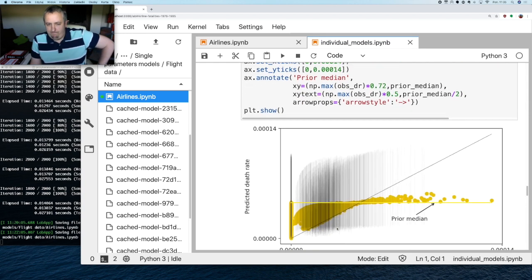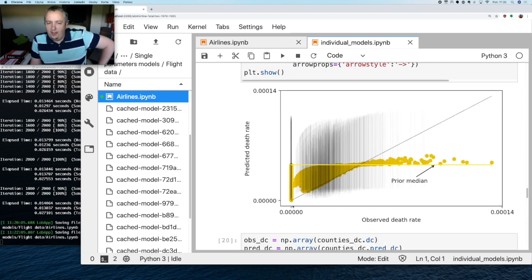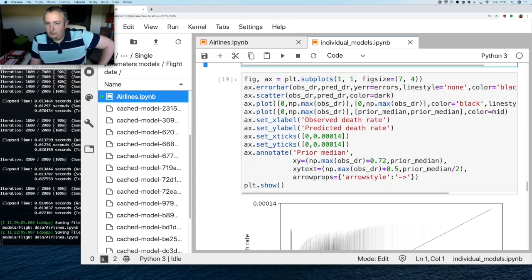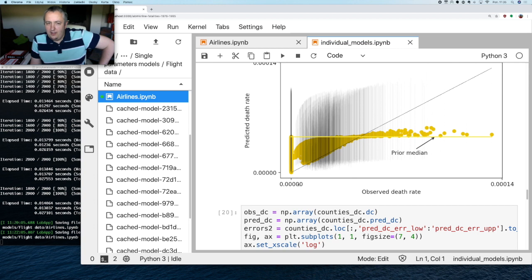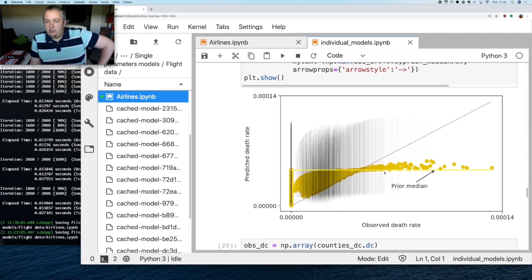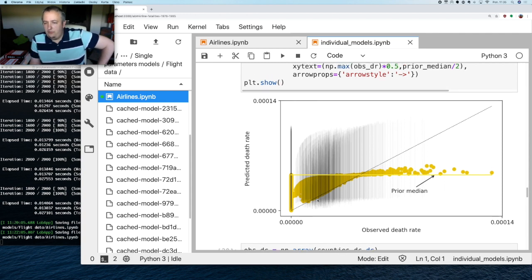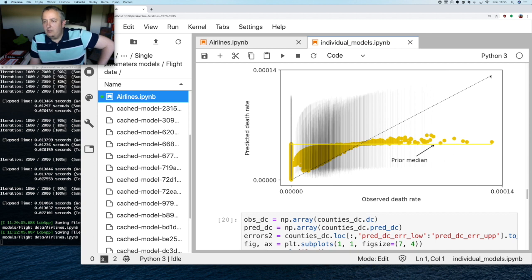And what we have here is, as a function, the observed death rate, which we computed individually on the same scale, and we have a predicted death rate. What's happening here is an effect called shrinkage. Generally, if our model were predicting the actual death rate that was observed in certain counties, then all those points should be on this line.